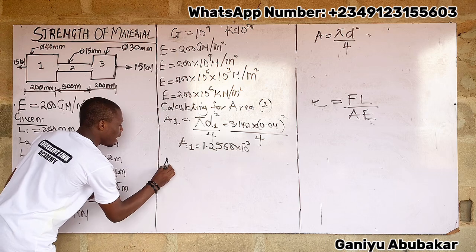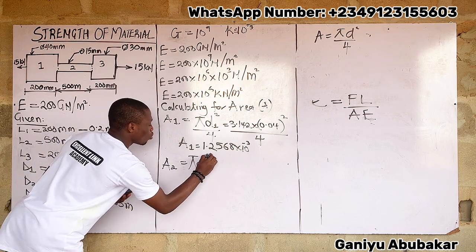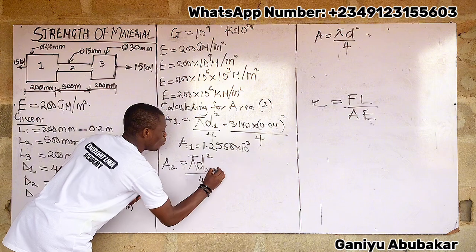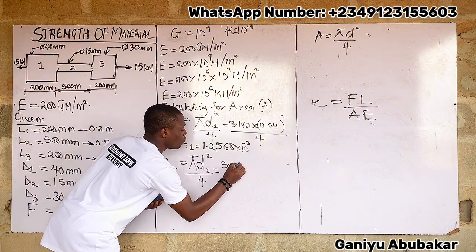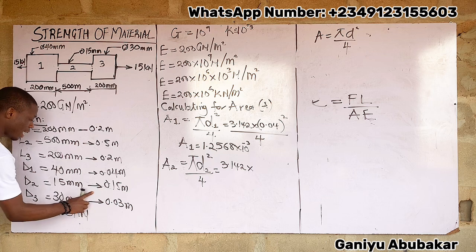Let's do area at section 2. That's pi d2 squared all over 4. What's pi there? 3.142 times diameter of section 2. At section 2 there, I have 0.15.